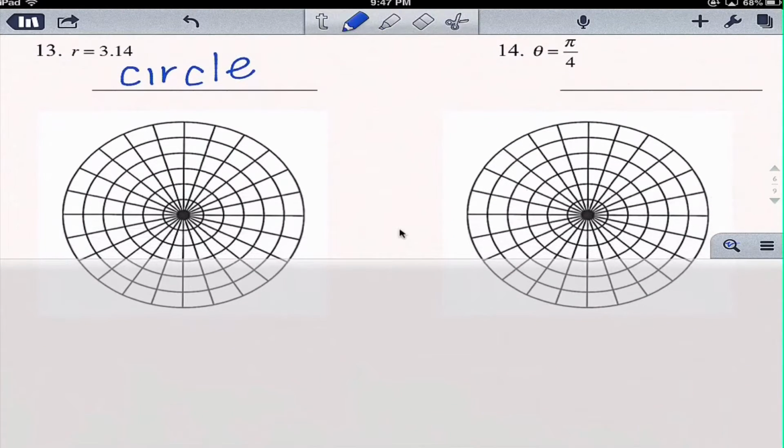So that's telling me to go out 3.14, so 1, 2, 3. It's just past that third circle, and I would go all the way around.